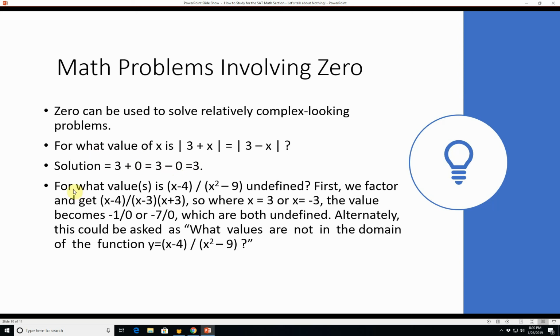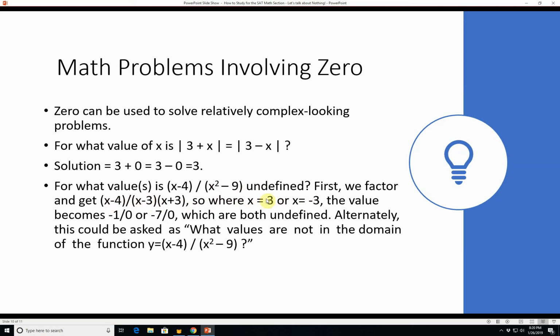It's equal to 3. So for what values is x minus 4 divided by x squared minus 9 undefined? This is obviously a new problem. Well, we know that the x minus 4 is the top of a fraction, that is, it's the numerator, and the x squared minus 9 is the denominator. So when I see x squared minus a perfect square, I know that's the difference of squares, so I can factor that. In this case, it becomes x minus 3 times x plus 3. So where x is equal to 3 or x is equal to negative 3, I know automatically that one of these is going to become 0.